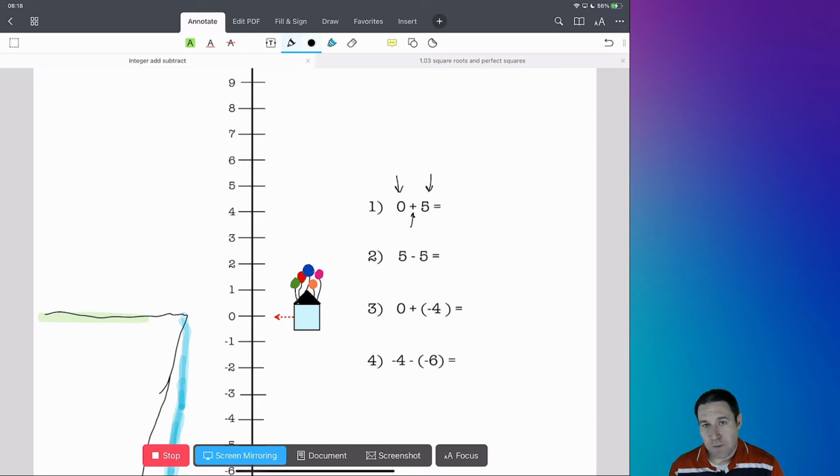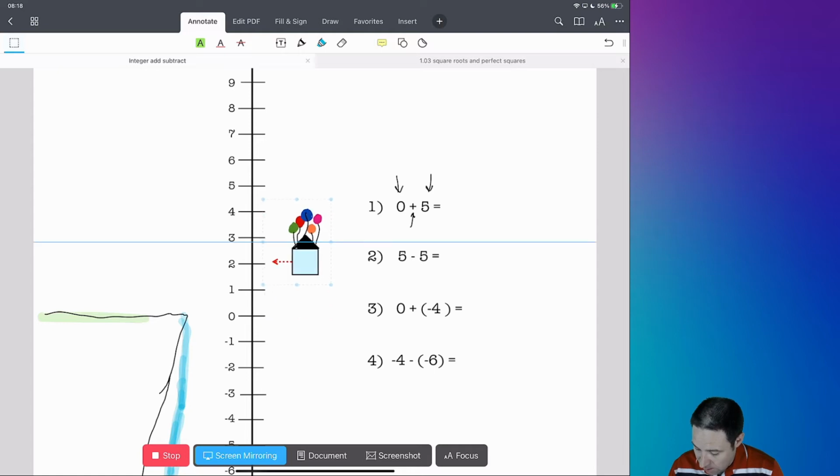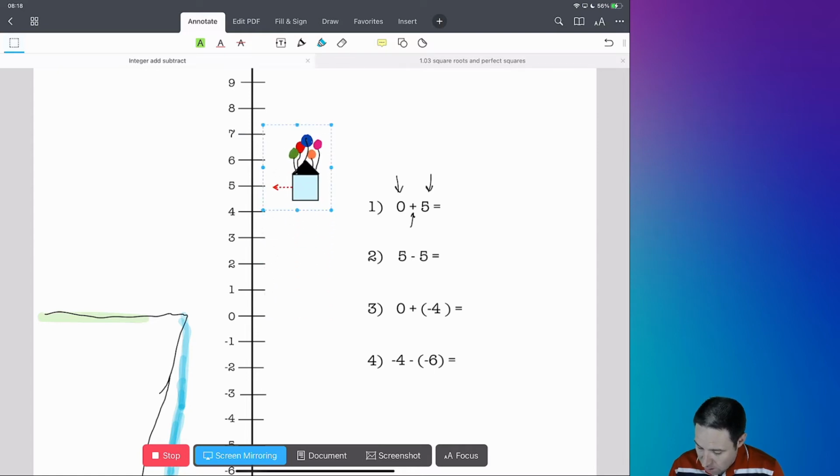This is a positive 5. So we're going to add 5 balloons to the house. If we add 5 balloons to the house, our house gains the ability to rise in the air, and it's going to rise 5 units. So here we can see that 0 plus 5 is 5.